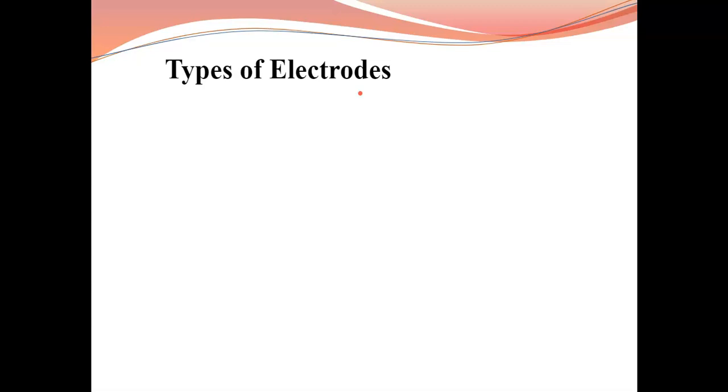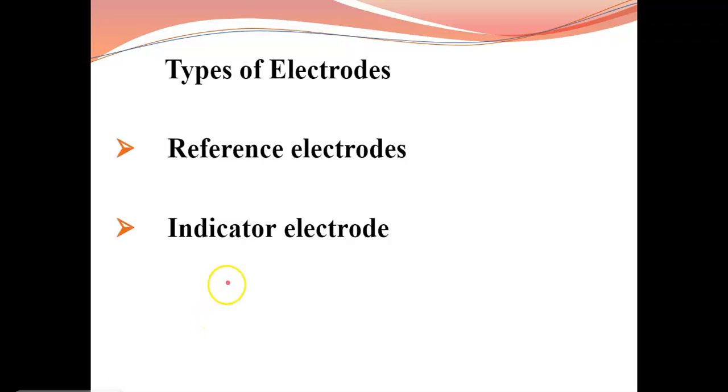One is the reference electrode and another is an indicator electrode. So a reference electrode is an electrode whose potential value is known and whose potential value does not change depending upon the electrolyte in which it is dipped. So in simple words, an electrode of known potential is called a reference electrode. Second is indicator electrode. The electrode whose potential value will vary depending upon the electrolyte in which it is dipped is called an indicator electrode.